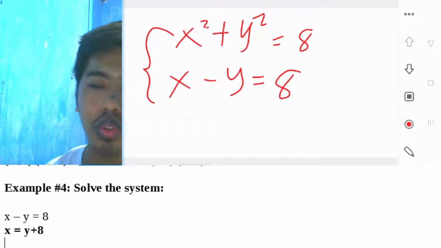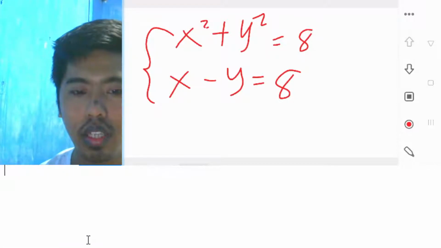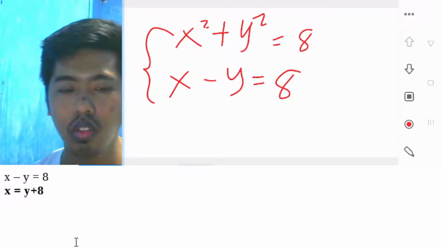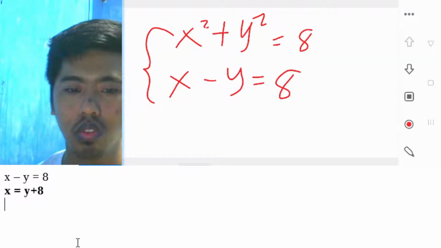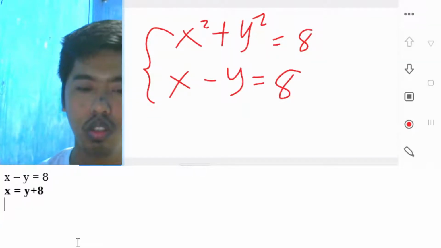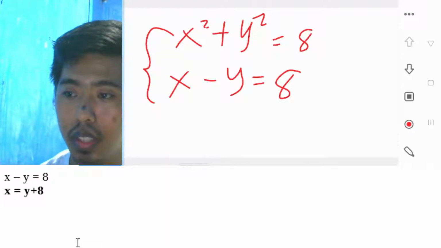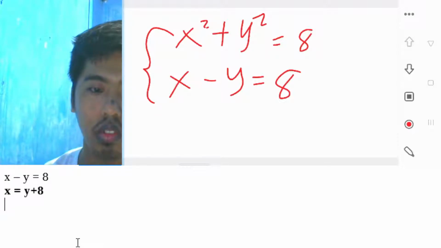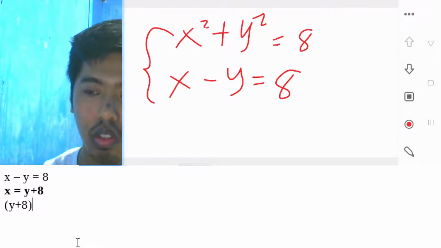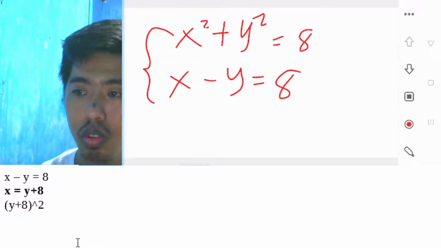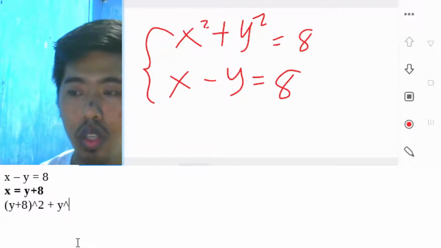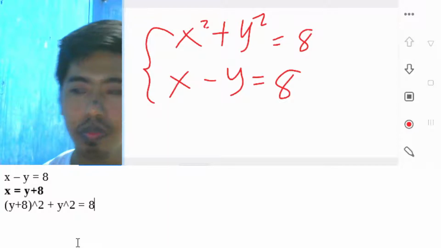Now I'm going to use that value in the first equation, since I'm using the second equation. Okay, so let me use y plus 8. So this is y plus 8, (y plus 8) to the power of 2, right? And plus y squared equals 8.